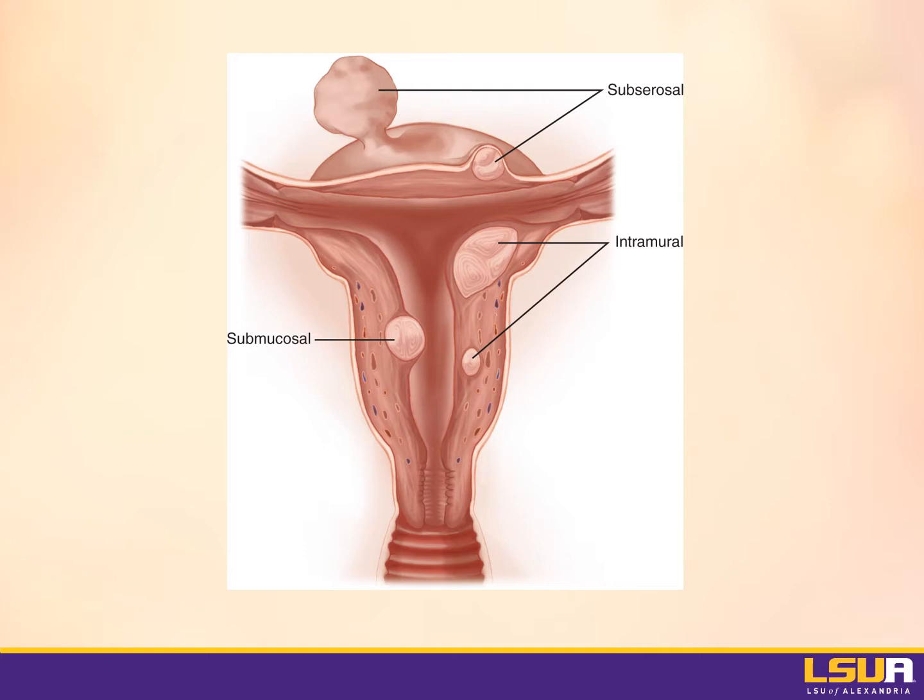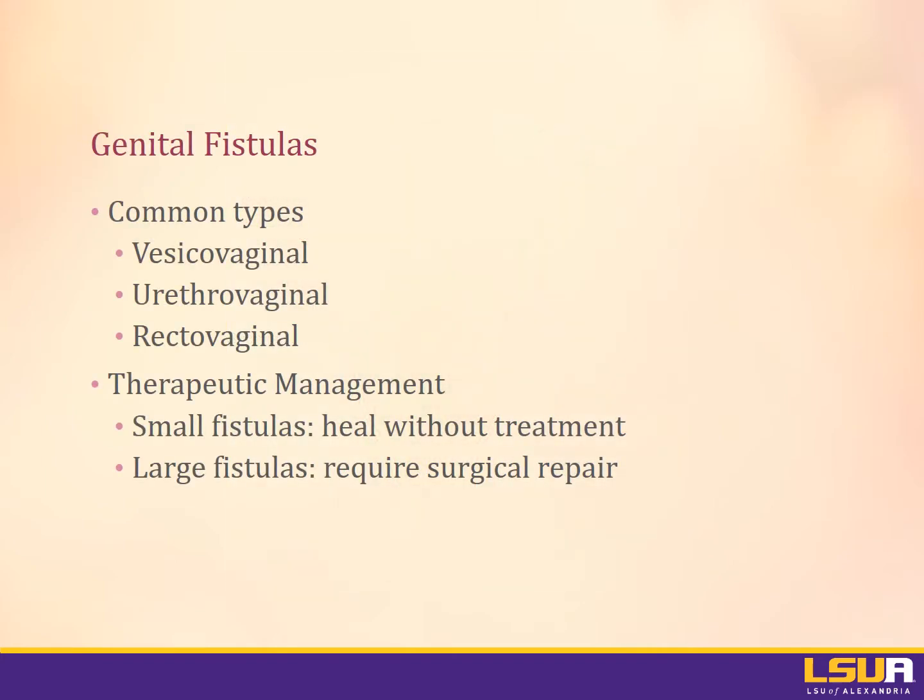And here's just a graphic of where some of these fibroids may occur. Genital fistulas, the common types can be a vesicovaginal, a urethrovaginal, or a rectovaginal, all depending on where it's located is why it's named a certain way. The therapeutic management for the very small ones, they will usually heal without treatment. Larger ones will require surgical repair, because you can see it's a fistula, it's an open area, a place where it can collect and cause all sorts of infections that we don't need.